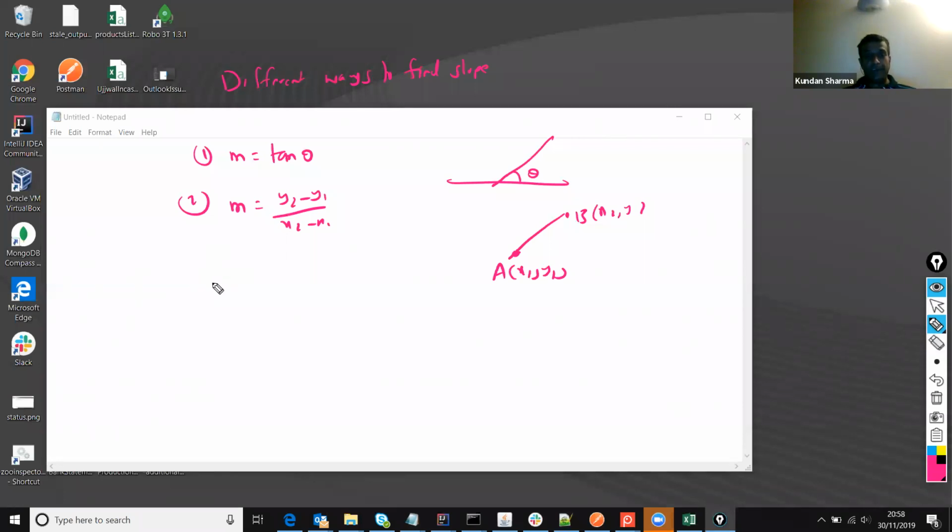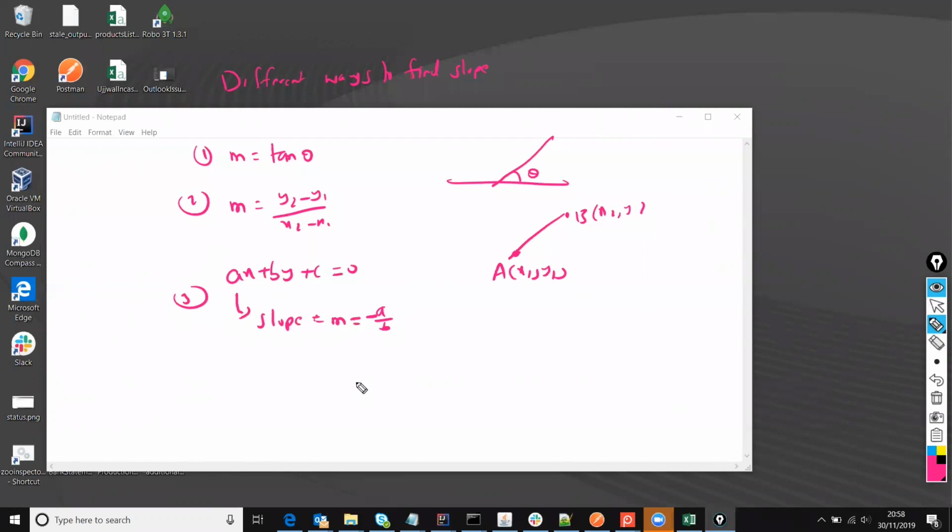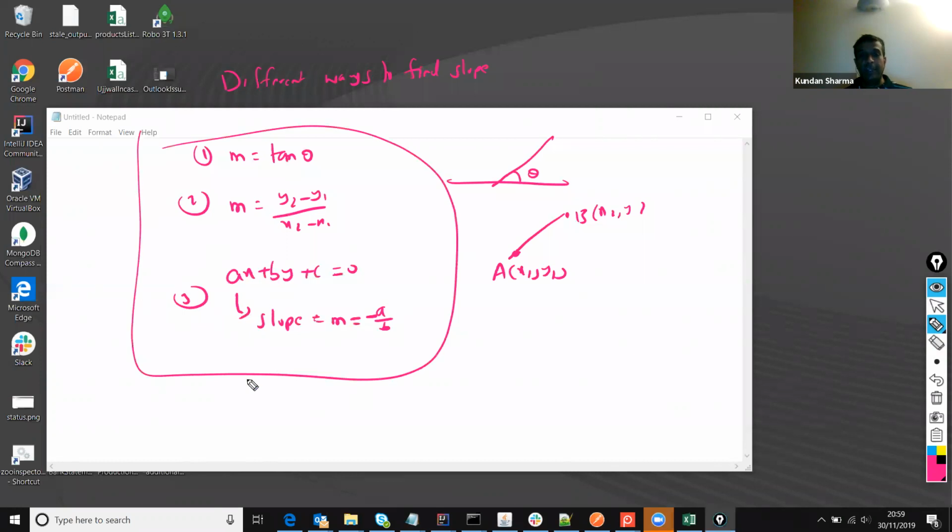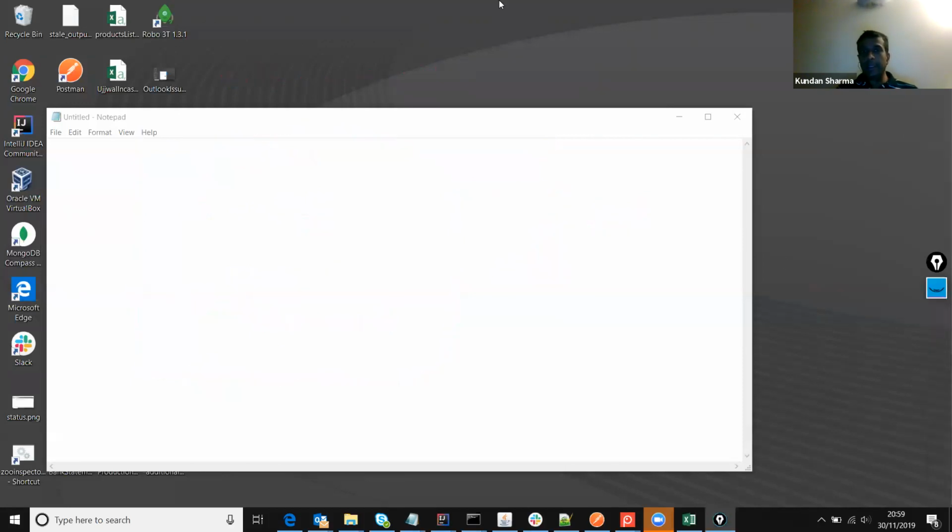We said that slope-intercept form. So if the line is of the form ax plus by plus c equals to 0, then slope will be m is equal to minus a by b. Is this clear to you? Yes. Okay, so basically these are three different ways, and we also know that y is equal to mx plus c, right? So if the line is in the form y is equal to mx plus c, then we know that the coefficient of x is called the slope of the line. Okay.